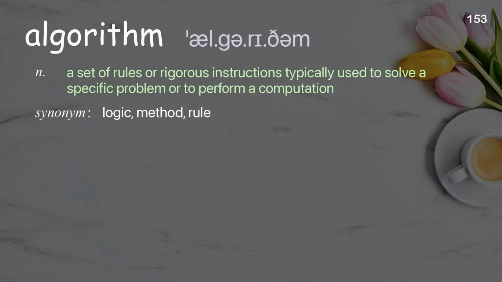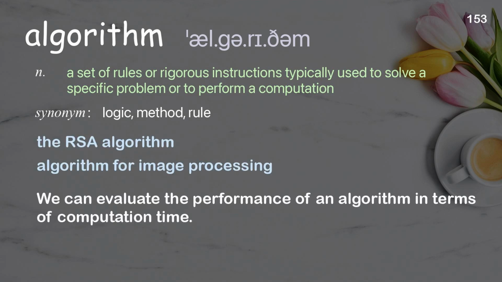Algorithm. A set of rules or rigorous instructions typically used to solve a specific problem or to perform a computation. Examples: The RSA algorithm. Algorithm for image processing. We can evaluate the performance of an algorithm in terms of computation time.